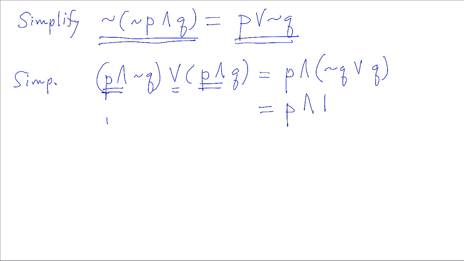And now I'm going to simplify this further to be just P. Because if P is true, then I have a 1 and 1 and it's true, which is equal to P itself. And if P is false, I have a 0 and a 1, which is false, which is equal to P itself too. So this one really simplified down.